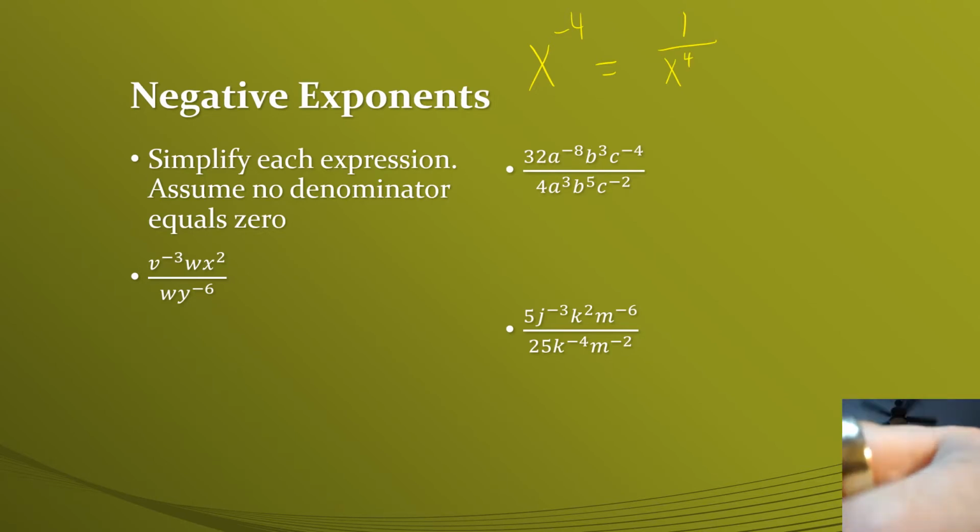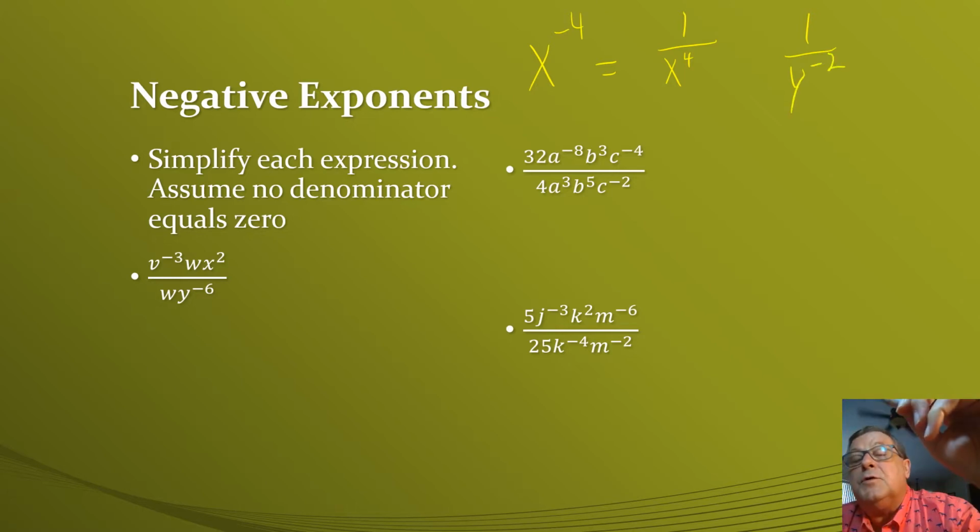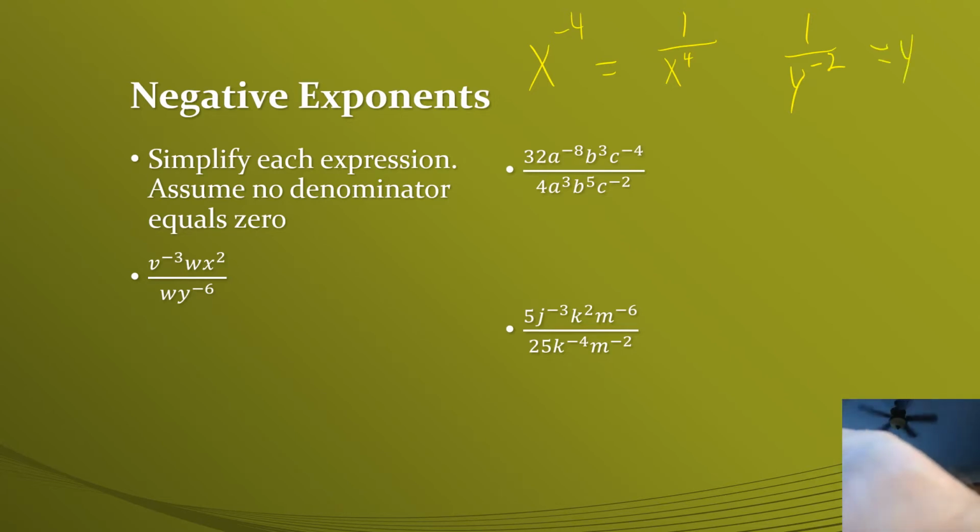Now, what if it was the other way? What if we had 1 over y to the negative 2 power? Well, that's going to flip that from the denominator up to the numerator, and that would just equal y squared. And so there's the effect, if you will, of a negative exponent.